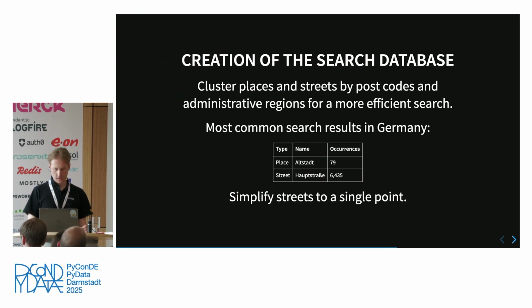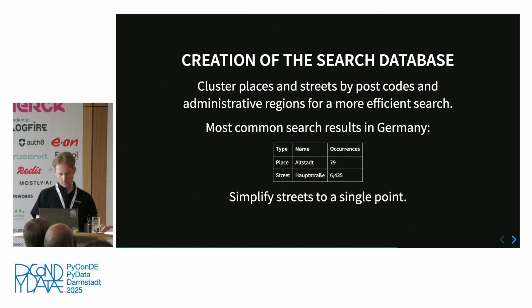In the next step, I clustered these nodes and places I extracted before by the postcodes and administrative regions where I have taken the shapefile before. One of the reasons is that streets and locations occur multiple times. So the place Altstadt, meaning a historical city center in Germany, occurs about 79 times, and Hauptstraße, meaning main street, even more than 6,000 times. So it's quite useful to have some way to cluster it.